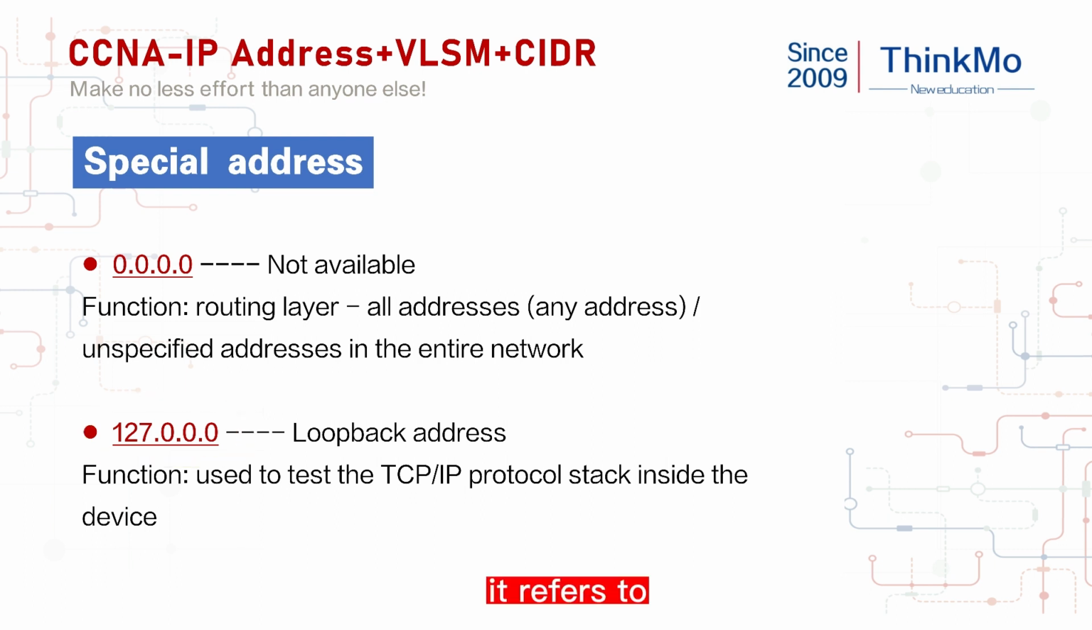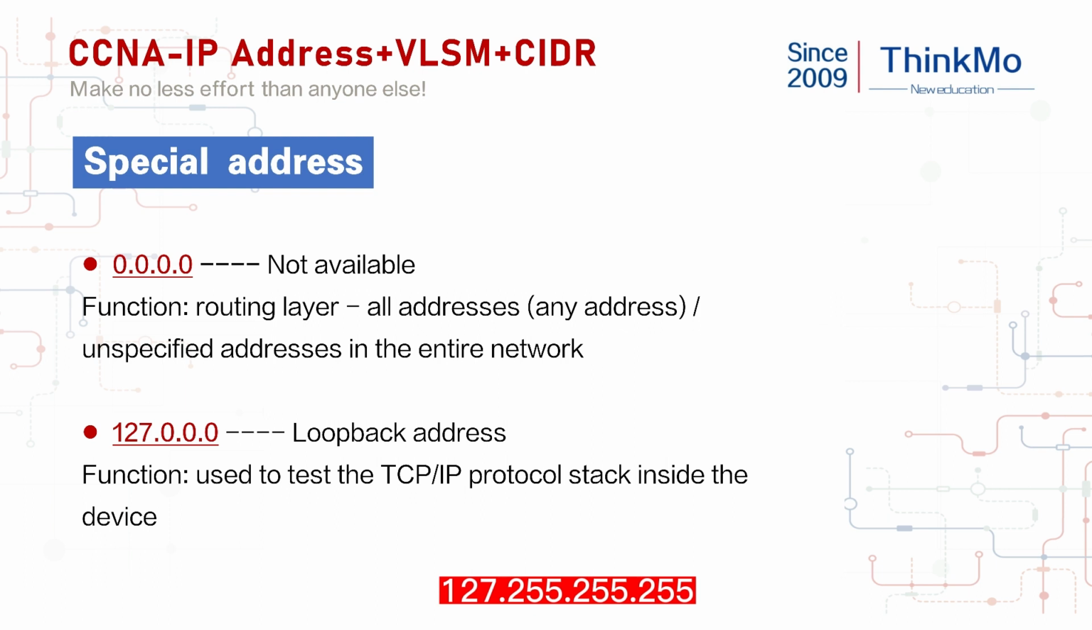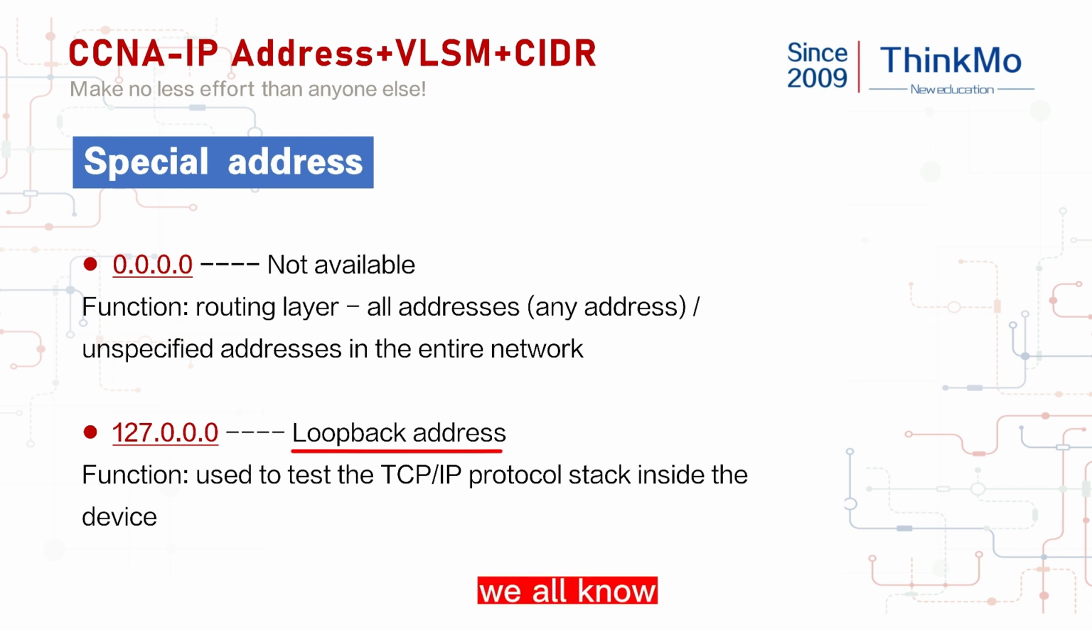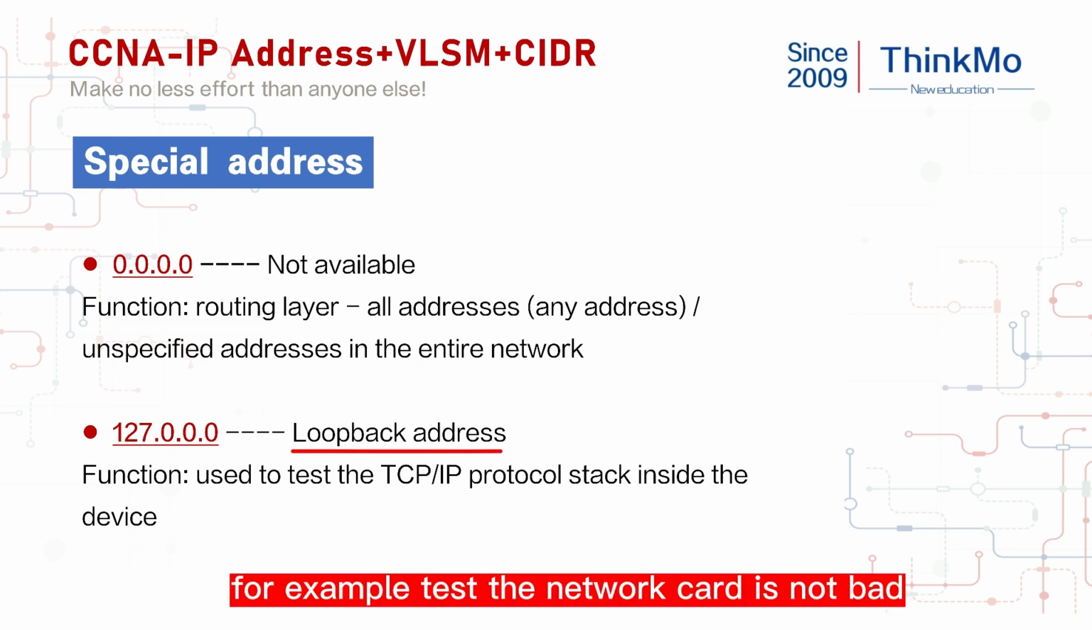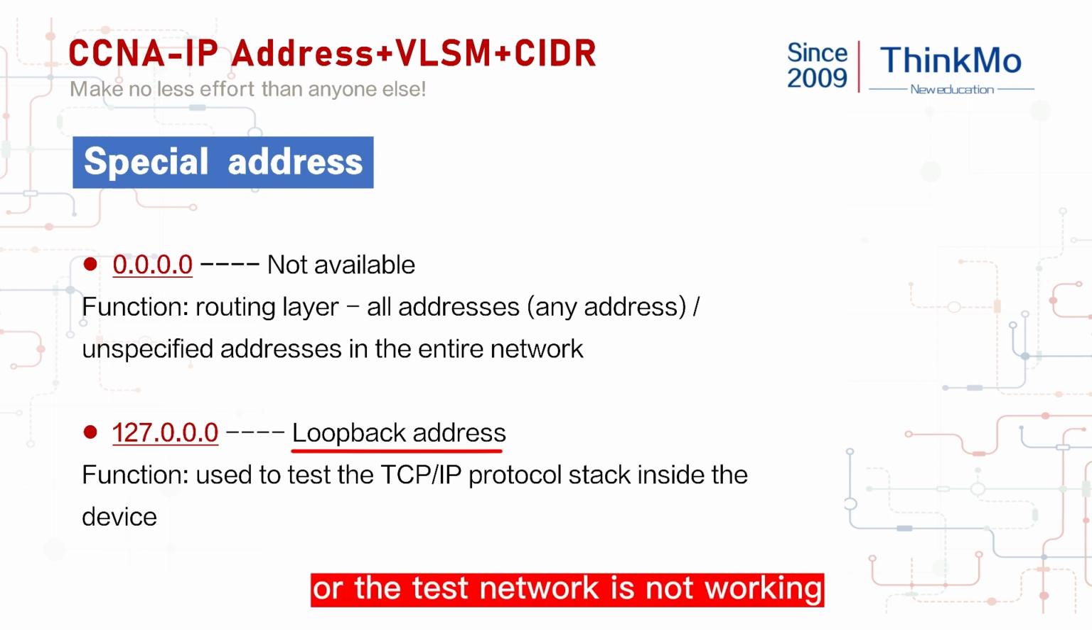The second special one is 127.0.0.0. It refers to the entire network segment of 127, extended to 127.255.255.255. It's called a loopback address. We all know 127 is for testing. For example, test whether the network card is bad, or test whether the network is working.